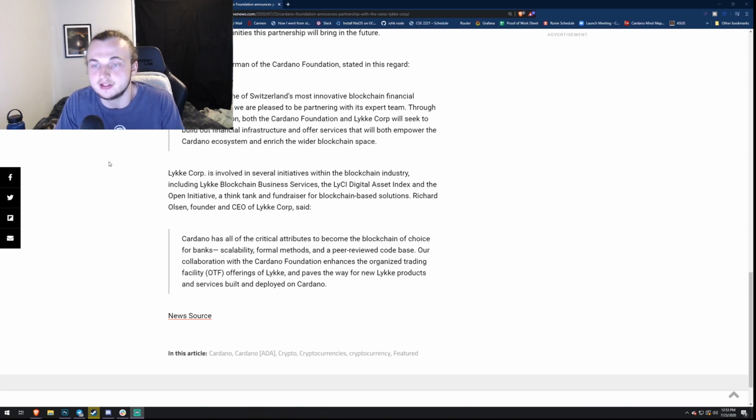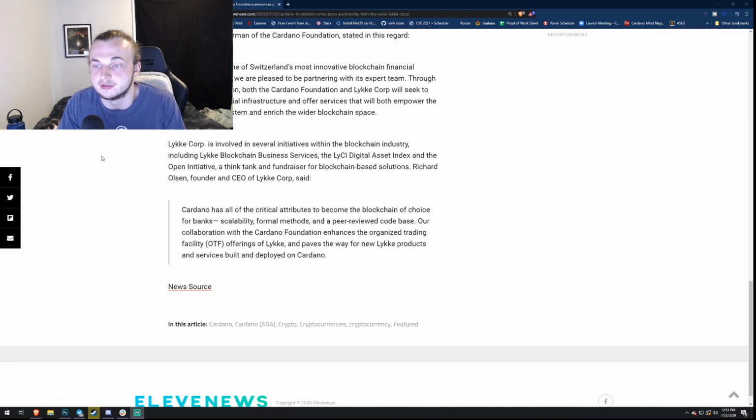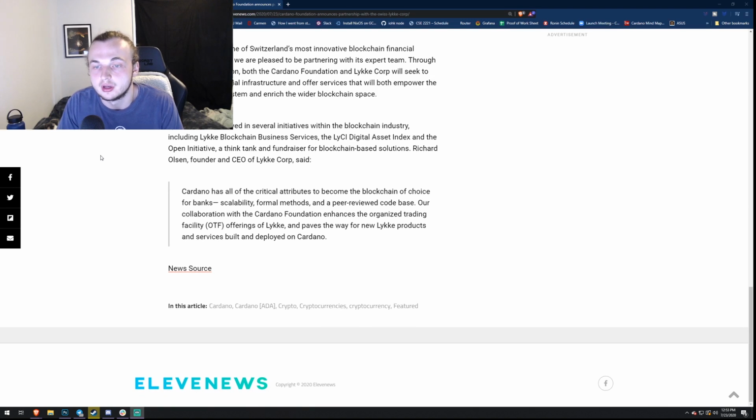Like is involved in several initiatives within the blockchain industry, including Like Blockchain Business Services, the LYCI Digital Asset Index, and the Open Initiative, a think tank and fundraiser for blockchain-based solutions. Richard Olson, founder and CEO of Light Group, said, Cardano has all the critical attributes to become the blockchain of choice for banks: scalability, formal methods, and a peer-reviewed code base. Our collaboration with the Cardano Foundation enhances the Organized Trading Facility, or OTF, offerings of Like, and paves the way for new Like products and services to be built and deployed on Cardano.